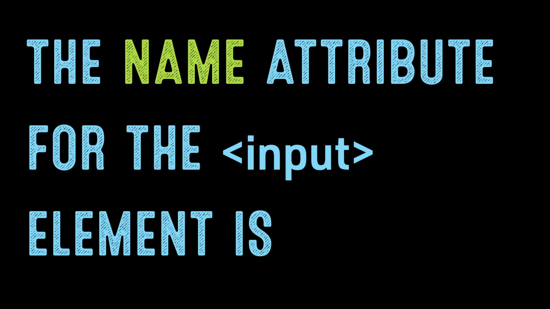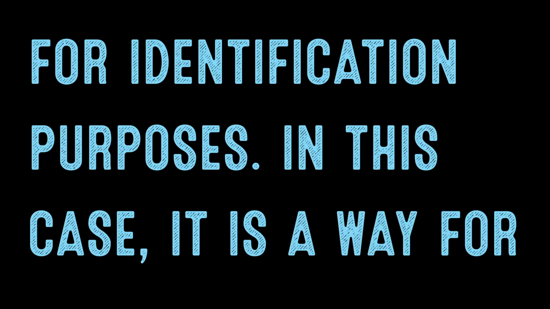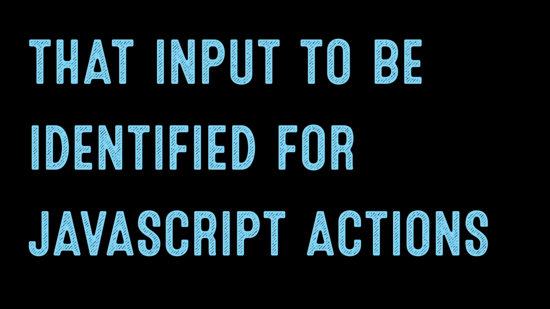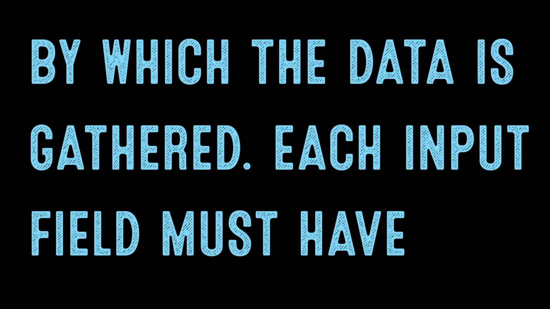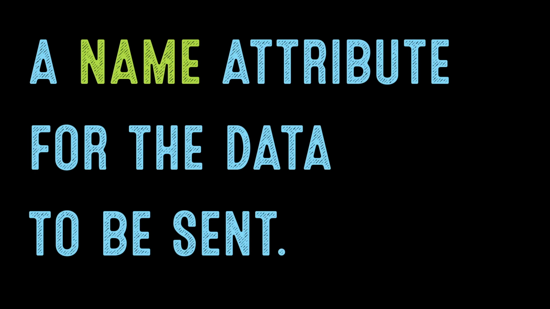The name attribute for the input element is also used for identification purposes. In this case, it is a way for that input to be identified for JavaScript actions and for the form to pass its data to the collection method by which the data is gathered. Each input field must have a name attribute for the data to be sent.